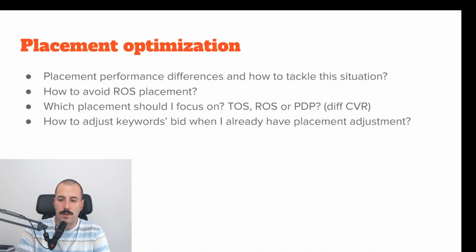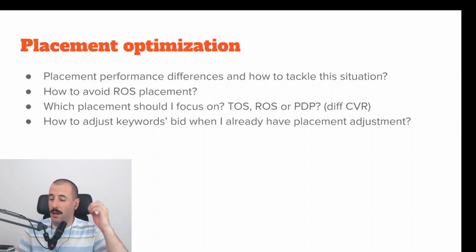Obviously, top of search most of the time has the best conversion rates, while the rest of search and product display pages very often have a lot of exposure. Rest of search is sometimes really a balance between the two, between the top of search and product display pages. So for example, if you're aiming to improve your conversion rate, in that case you should create single keyword campaigns with a high top of search modifier to exclude the traffic to rest of search and PDP.